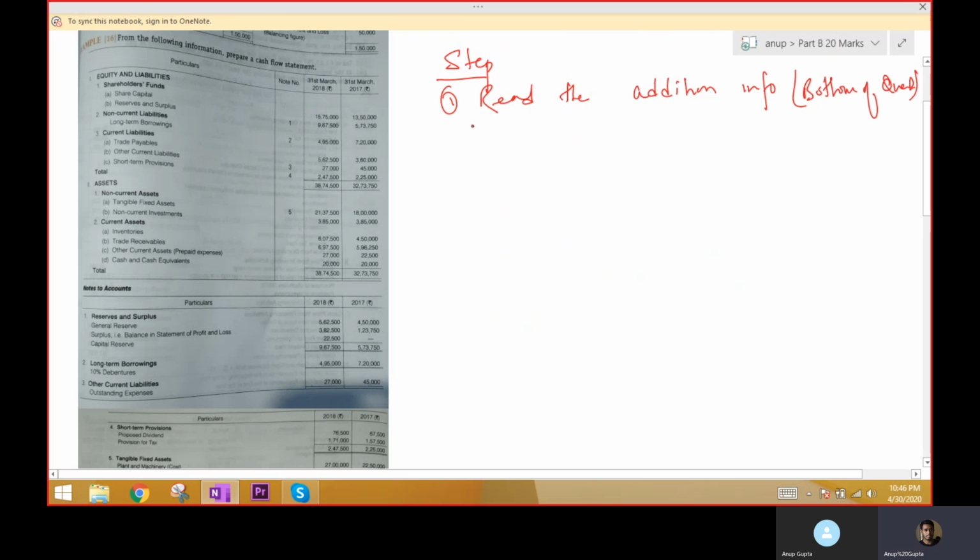And what to do? Make necessary ledgers. Make necessary ledgers, for example, provision for tax account, fixed asset account, accumulated depreciation account. These are the accounts that you need to make first. You look at the adjustment and then make the account.